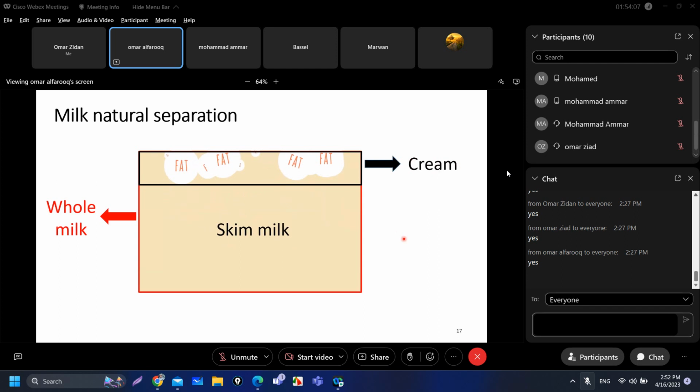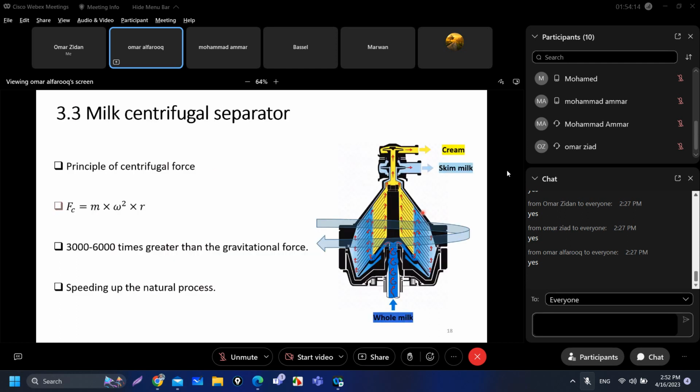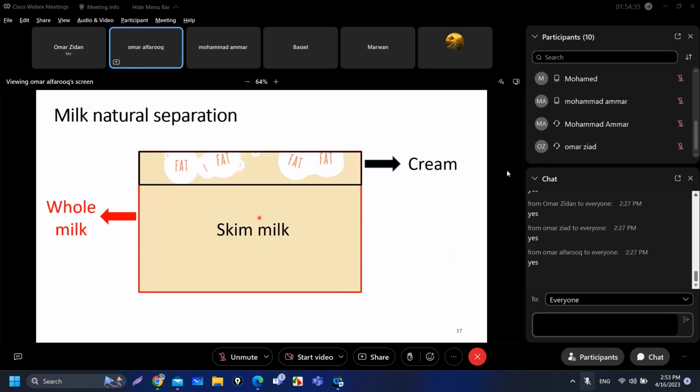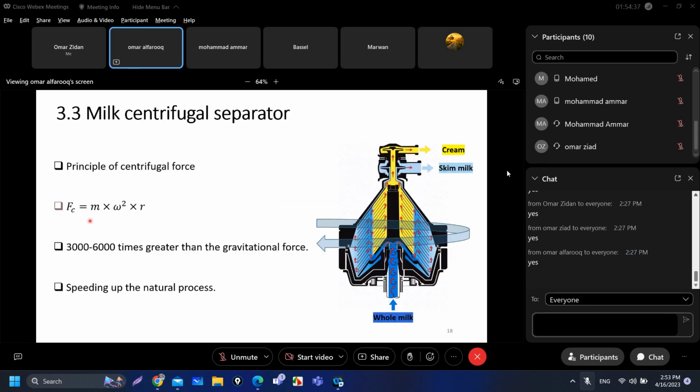Okay, but in the plant, we don't rely on this natural separation. We don't just leave the milk and let it separate. No, we use a device called a milk centrifugal separator. It basically works on the principle of centrifugal force. You have a bowl-shaped device that rotates with some angular speed. This angular speed will generate a centrifugal force that is 3,000 to 6,000 times greater than the gravitational force. The gravitational force is the one that drives the natural separation here. But this one, centrifugal force, is greater, which will speed up the process.